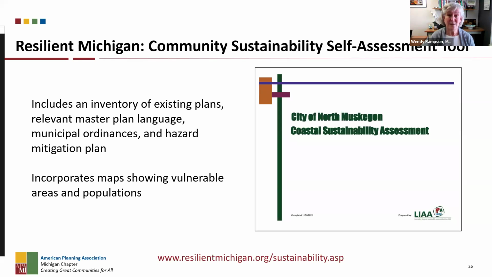So that should sound very familiar. That first step is inventory and pulling together a team. The tool is a simple Excel spreadsheet that can be adapted to a community's particular needs. It can be downloaded for free from the Resilient Michigan website. Ideally, the checklist is supplemented by a series of GIS maps that identify vulnerable areas and populations within the community.